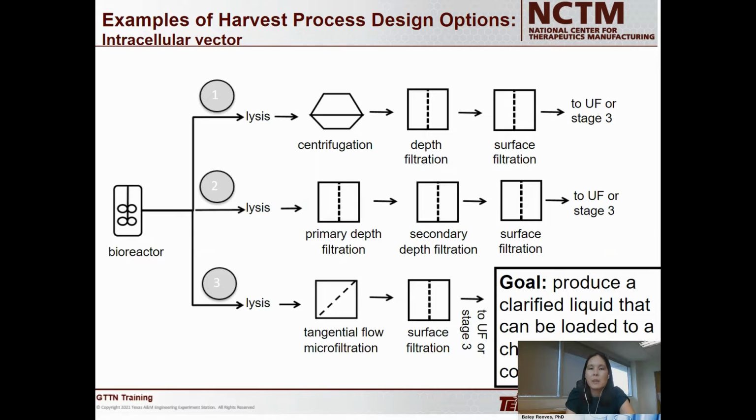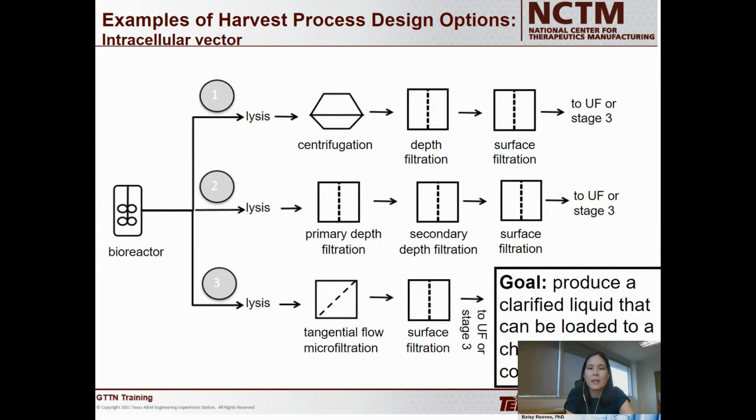So just some examples for different harvest trains that you might investigate. Train 1 has you lysing your cells in the bioreactor. That is followed by a centrifugation step, which is then followed by a secondary depth filtration. And then finally, you go through a 0.2 micron surface filter before you go into your next unit operations.